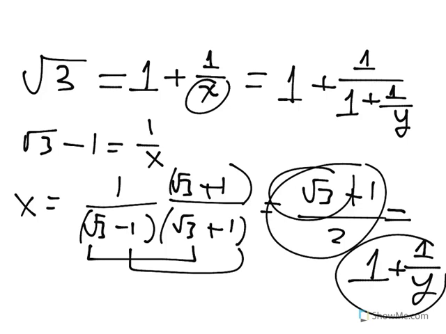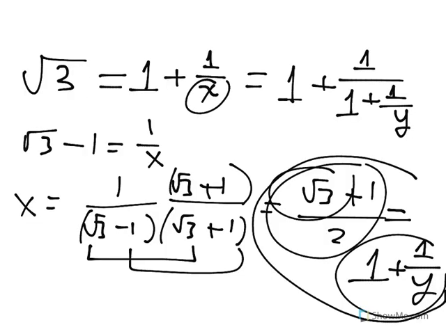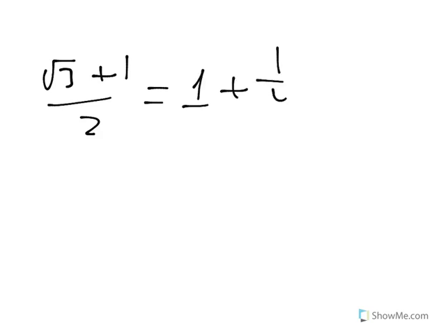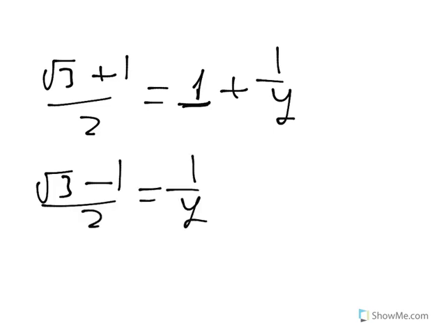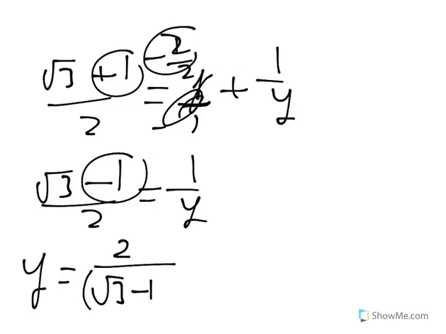Well, we take this equation, radical 3 plus 1 over 2 is equal to 1 plus 1 over y. And we subtract 1 from both sides. 1 is kind of like 2 over 2, so it becomes radical 3 minus 1 over 2 equals 1 over y. I got that by taking away 1 from both sides and using common denominators. Plus 1 minus 2 is negative 1. Now you take the reciprocal of both sides. I get 2 over radical 3 minus 1.